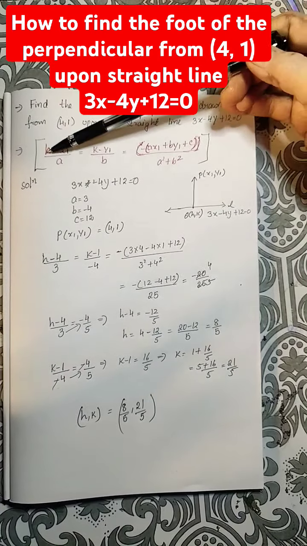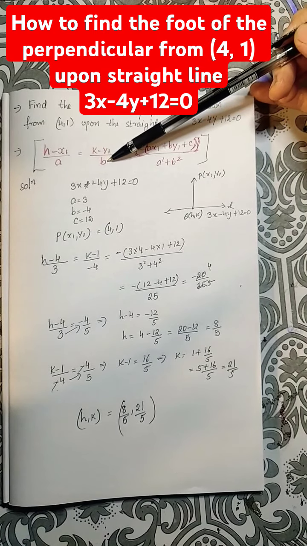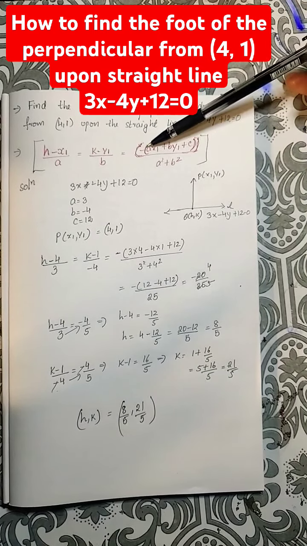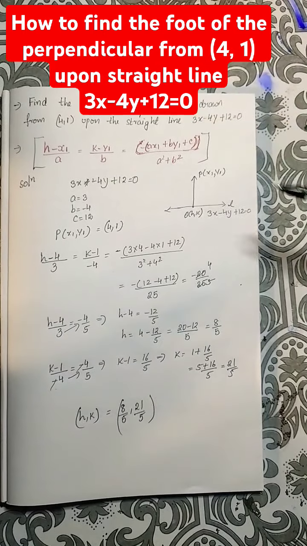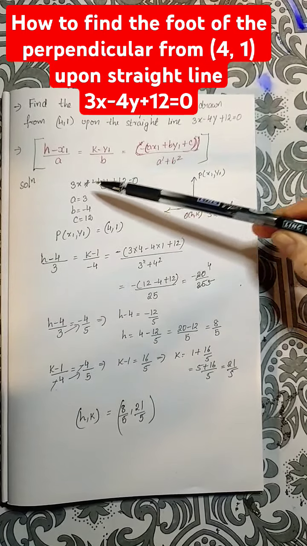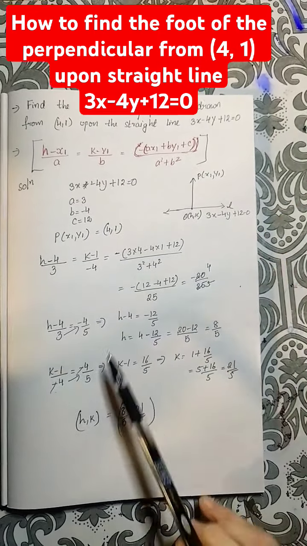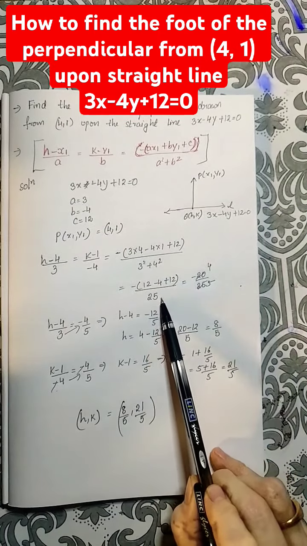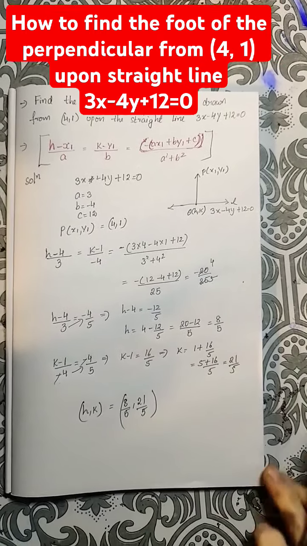So the formula is (h minus x1) by a equals (k minus y1) by b equals minus of (a x1 plus b y1 plus c) by (a squared plus b squared). Here a is the coefficient of x, b is the coefficient of y, and c is the constant. So if you substitute the values and simplify, (h, k) is (8/5, 21/5).